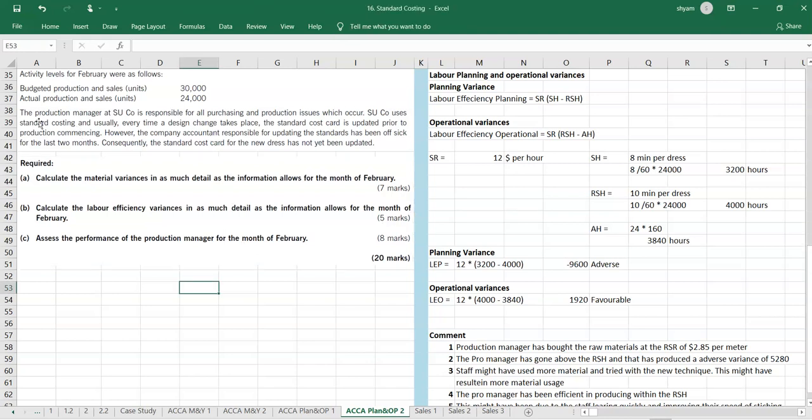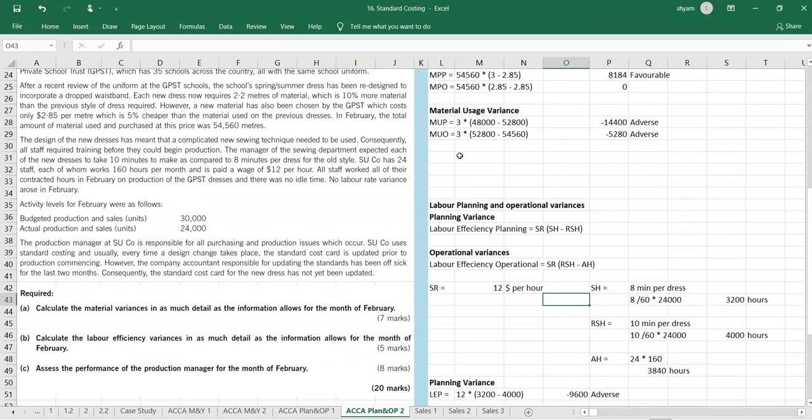I think there's still one more paragraph. The production manager is responsible for all purchasing and production issues which occur. So he's producing and he's also purchasing. The company uses standard costing, and usually every time a design change takes place, the standard cost is updated prior to production commencing. However, the company accountant responsible for updating the standards has been off sick for the last 2 months. Consequently, the standard cost for the new dress has not been updated. So the variance has occurred.